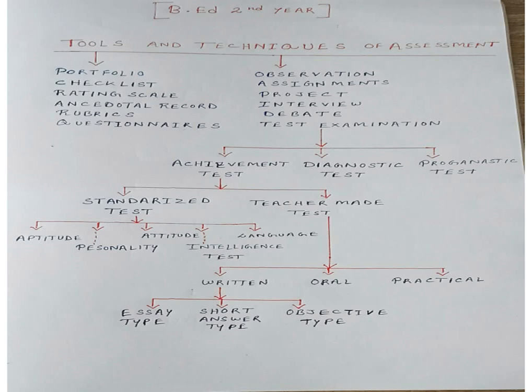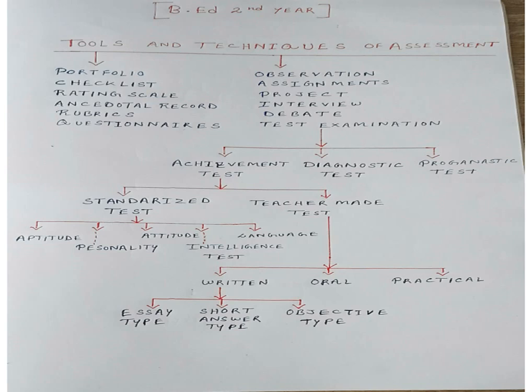First, the tools. In assessment tools, we find the portfolio, checklist, rating scale, anecdotal records, rubrics, and questionnaire. On the other hand, in the techniques, we find observation, assignments, various projects, interview, debate, and test examination. In test examination, we divide it into three different parts: first one is achievement test, second one is diagnostic test, and third one is prognostic test.